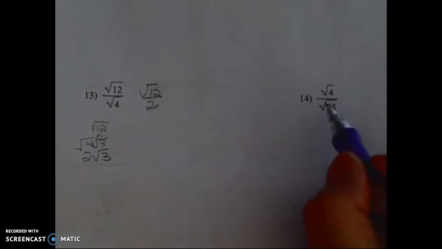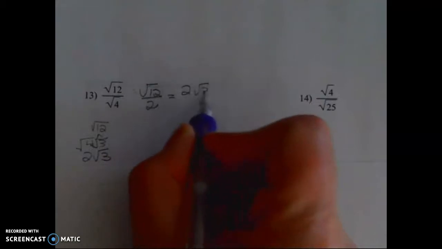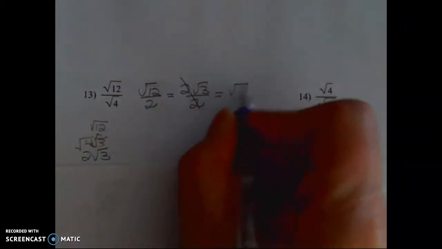If you cannot do this step, you need to go back and watch the video that comes before this. This gets me 2 root 3 over 2, and the last step is to simplify one last time. Do you see these 2's? They cancel both outside the radical. Final answer is root 3.